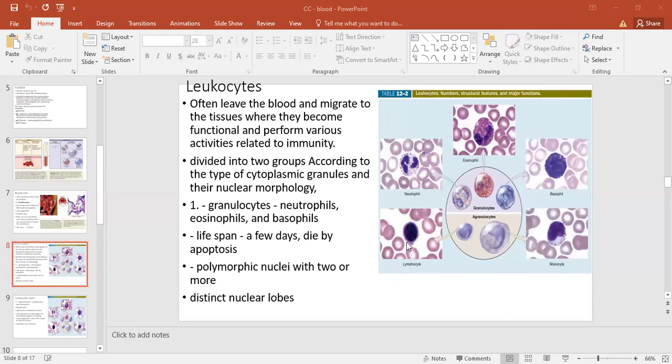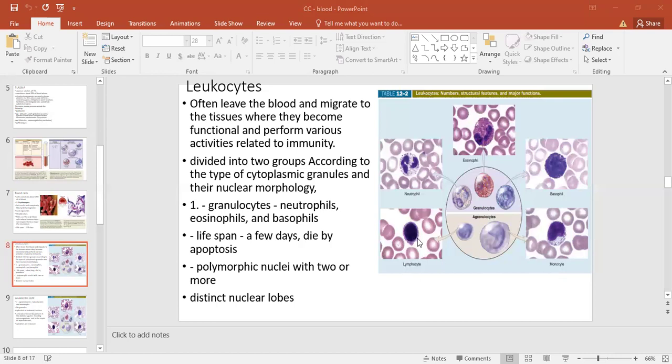We all know that lymphocytes are grouped into two. We have the B lymphocytes and the T lymphocytes. They are both produced in the bone marrow. We'll look at blood formation very soon, maybe not today. Then we have the monocytes.